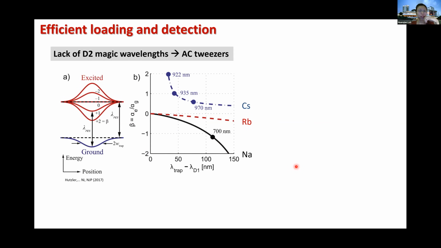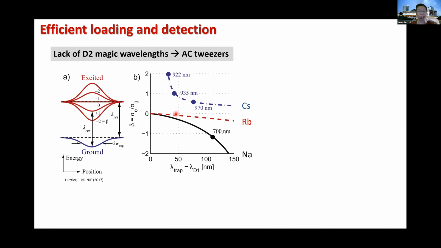But how much of a deal breaker would it be if you do not have a magic wavelength? Well, let's examine this. So here you see a plot of the ratio of polarizability of the excited state relative to the ground state as a function of the tweezer wavelength. And you see over here that when you're on the magic transition, at the magic wavelength at 935 nanometers, this beta parameter equals 1, which means that the ground and the excited state have exactly the same trap slope, basically. So that's for cesium, but for rubidium, you see that this doesn't exist. But how bad is it really?